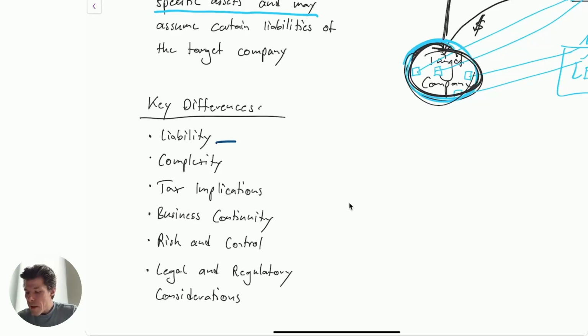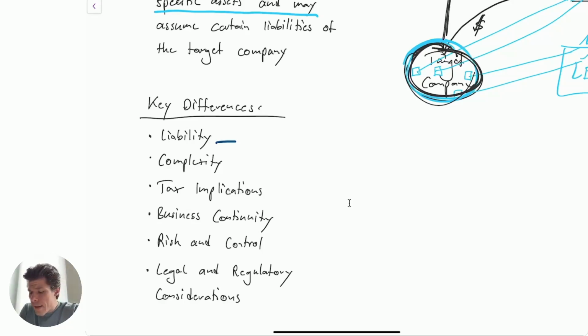In an asset deal, they're more complex in terms of administration and legal documentation because you need to actually transfer every single asset. And every single asset or asset class may require a separate agreement and sometimes consents from third parties, such as landlords, licensors, or customers. So if, for example, you want to take over a lease agreement, the landlord may need to approve the transfer. And the process of carving out specific assets can be time-consuming, especially if the target company operates in multiple countries.